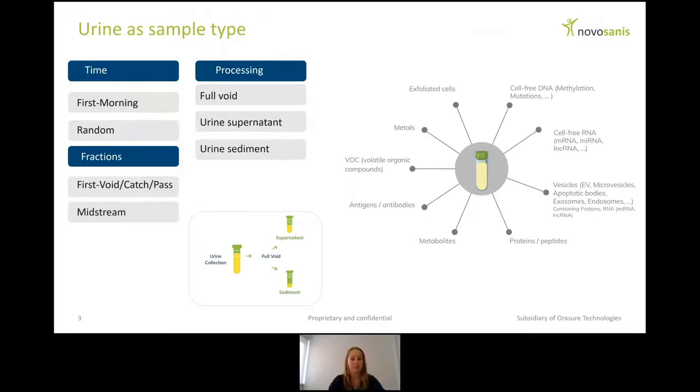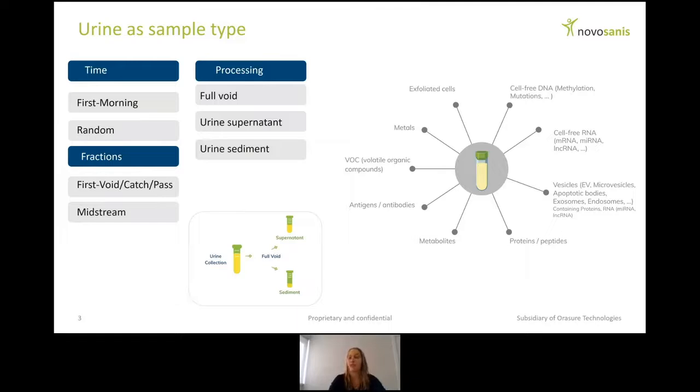And then we also have midstream, which is the urine collected right after discarding this first part of the urine flow. And of course, some people also use random. This is actually urine collected at any time of the day and for any fraction type. Secondly, there can be a division made during processing. Most of the processing protocols will first centrifuge the urine sample to divide it into urine sediment at the bottom of the tube and urine supernatant on top of that. However, some protocols also work with full void, and this is then without a centrifugation processing step.